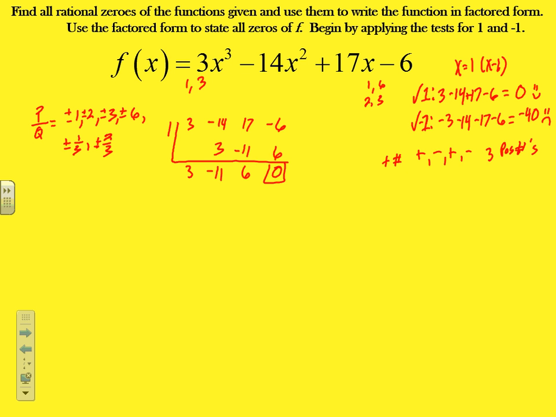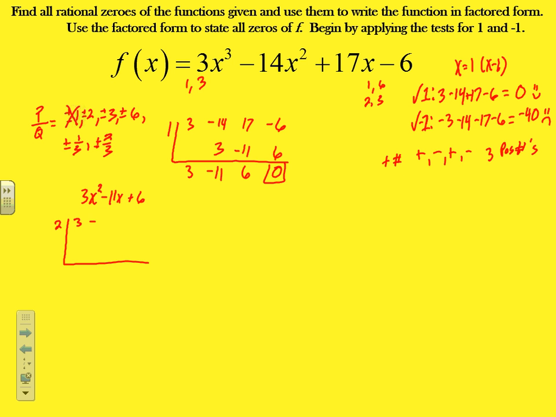So this would give us a simplified polynomial of 3x squared minus 11x plus 6. So we want to say, okay, can we continue to divide that? We know we're not going to look at any of the negative numbers because that's what Descartes' little trick taught us. So there's nothing else to do with 1. So let's try 2.